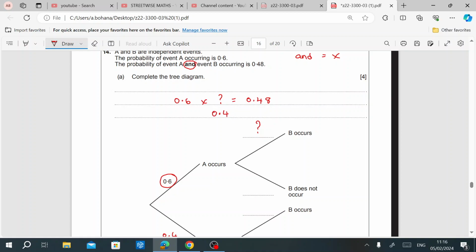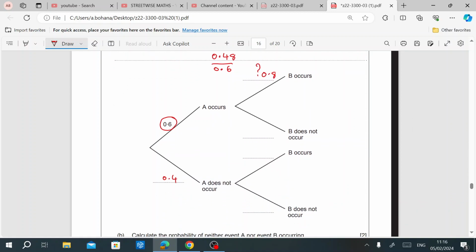0.48 divided by 0.6. In other words, how many times does 6 go into 48? And the answer to that is going to be obviously 8 times, okay? So all you need to do now is put 0.8 here. 0.2. 0.2. Get rid of that, sorry.